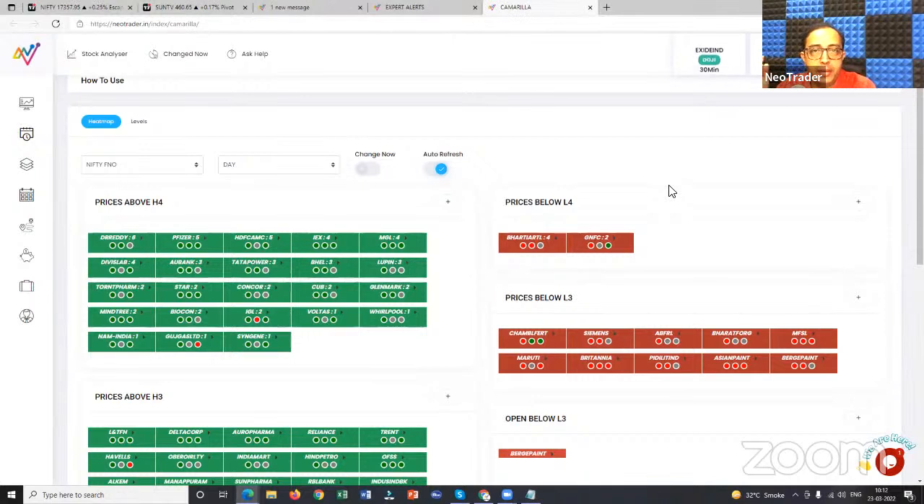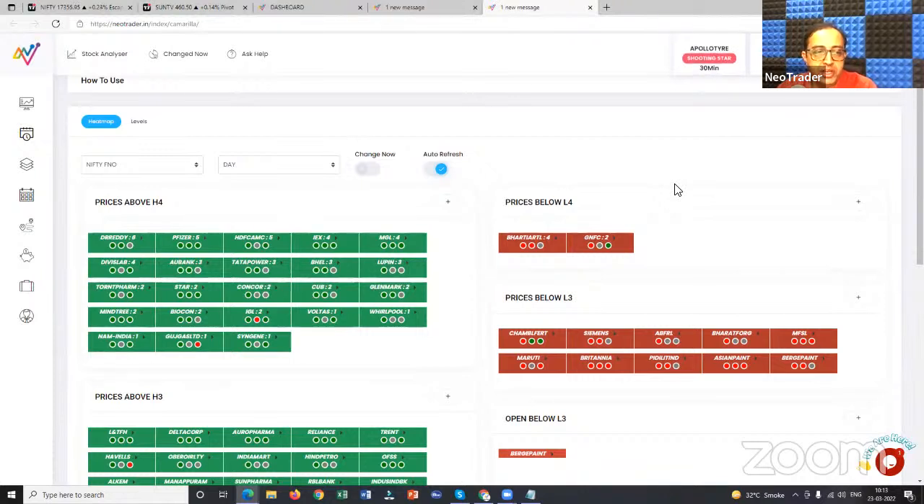Based on our back testing, our inquiry and our research, we have found that every time the prices move above the level of H4 or resistance 4, H is for high and L is for low, so whenever the price crosses pivot level 4 on the higher side, you can see a very sharp move. In the same way, if the prices cross below L4, you will see a sharp down move.